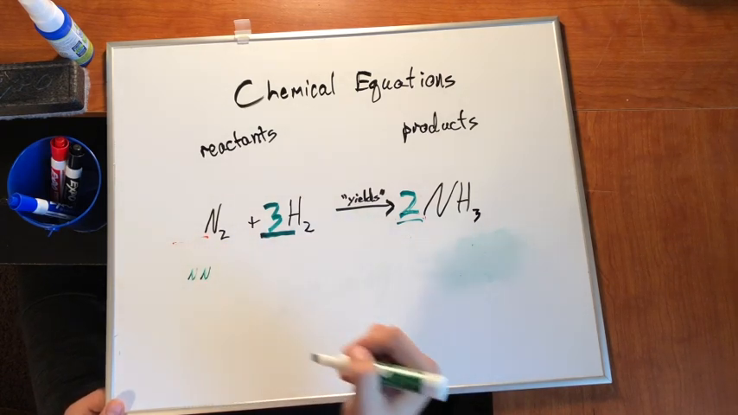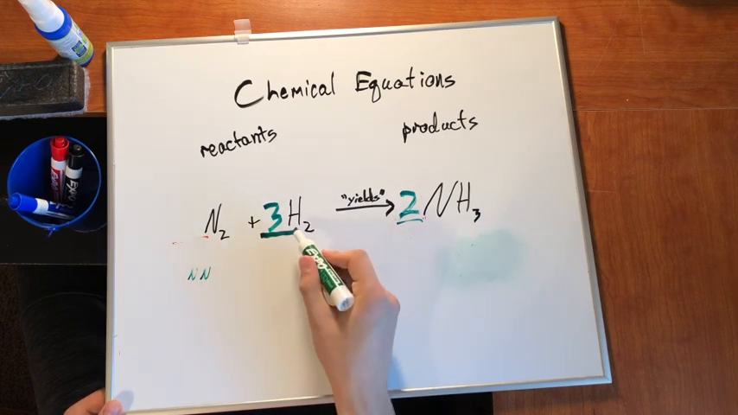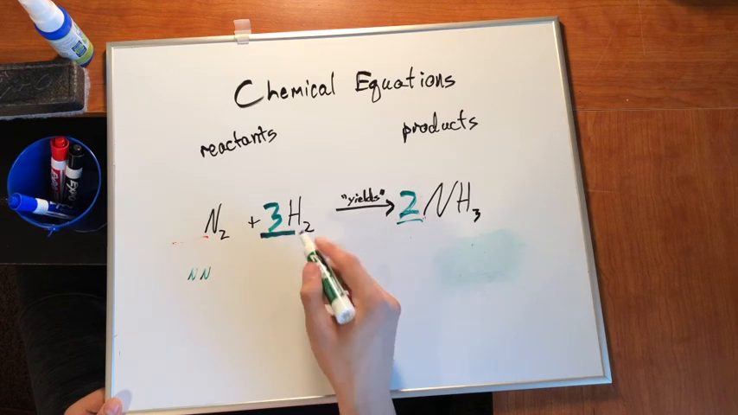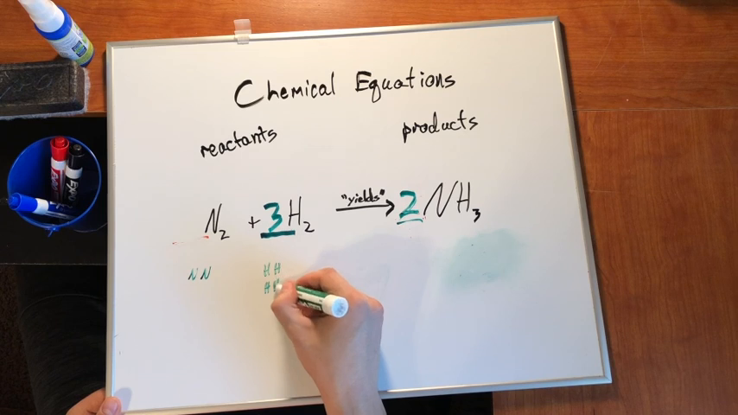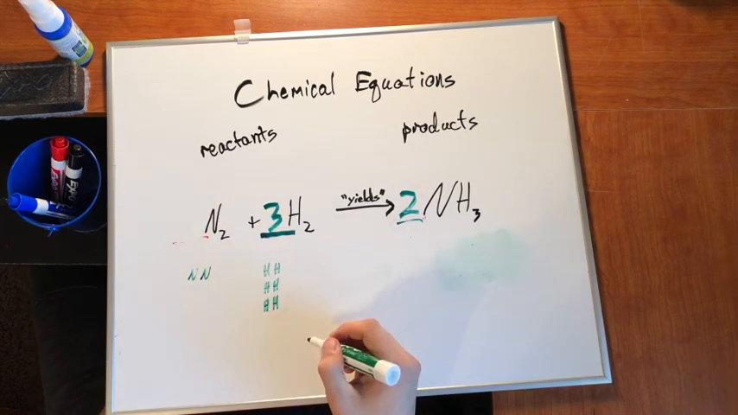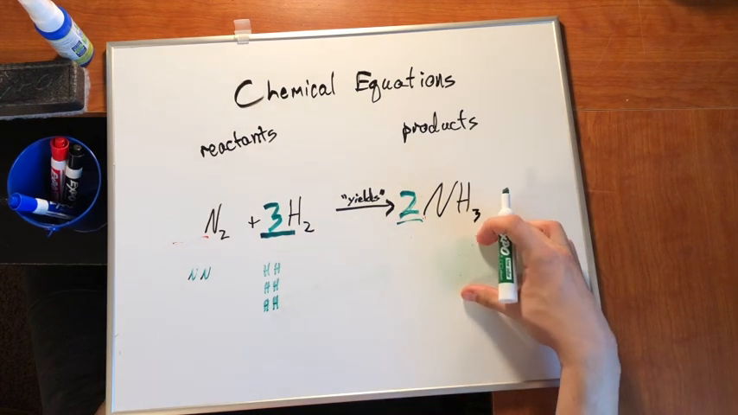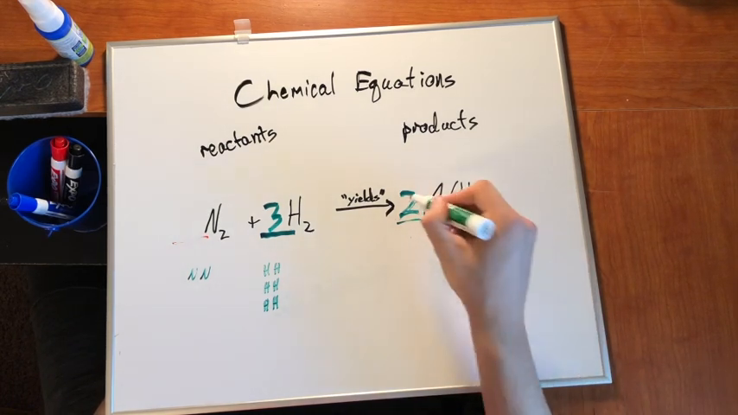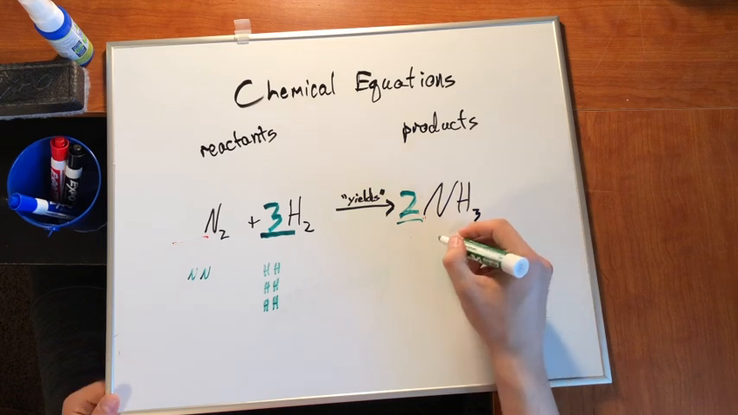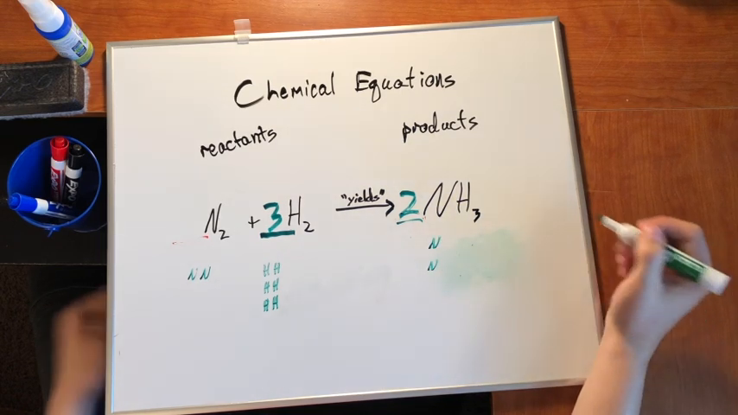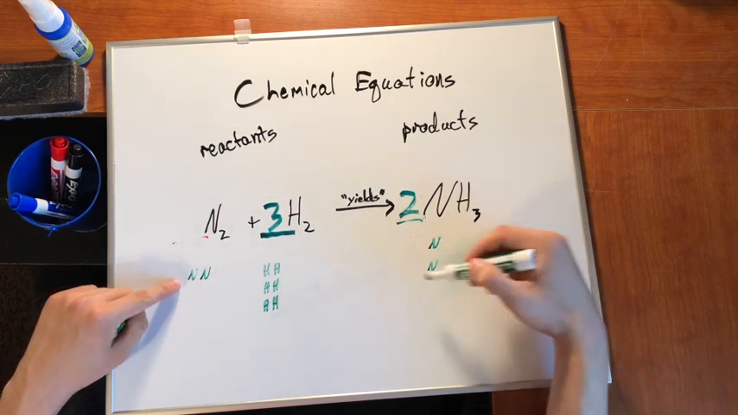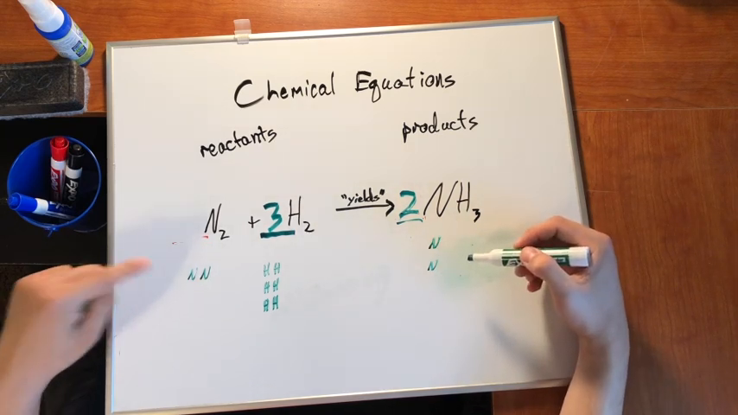I have 2 nitrogens. I have 3 hydrogen molecules, so that would mean I have a total of 6 hydrogen atoms. So these are all my reactant atoms. And then over here, I need to make sure I have the same amount, right? If I have 2 ammonias, that means I have 2 times my nitrogens. So my nitrogen atoms are balanced. I have 2 here and 2 here, so that's good.